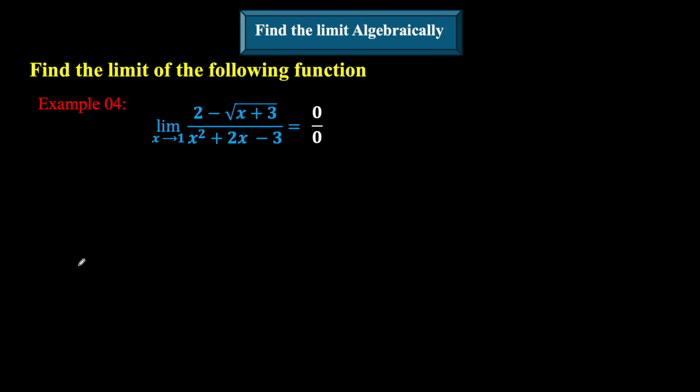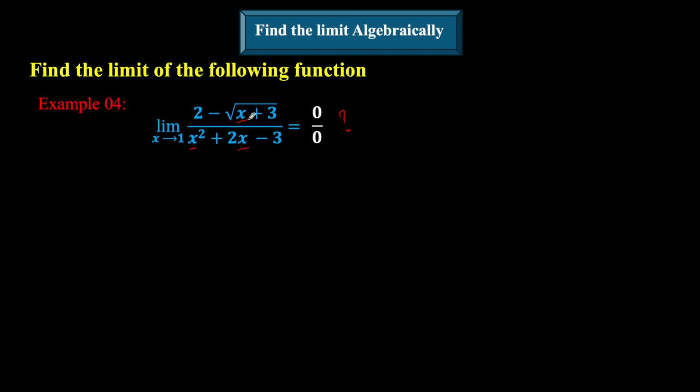Let's see the fourth example. So find the limit as x approaches the number 1 of 2 minus the square root of x plus 3 over x squared plus 2x minus 3. So here, when we substitute each x by the number 1, we get the division 0 divided by 0, and this is a problem. This is an indeterminate quantity, right?